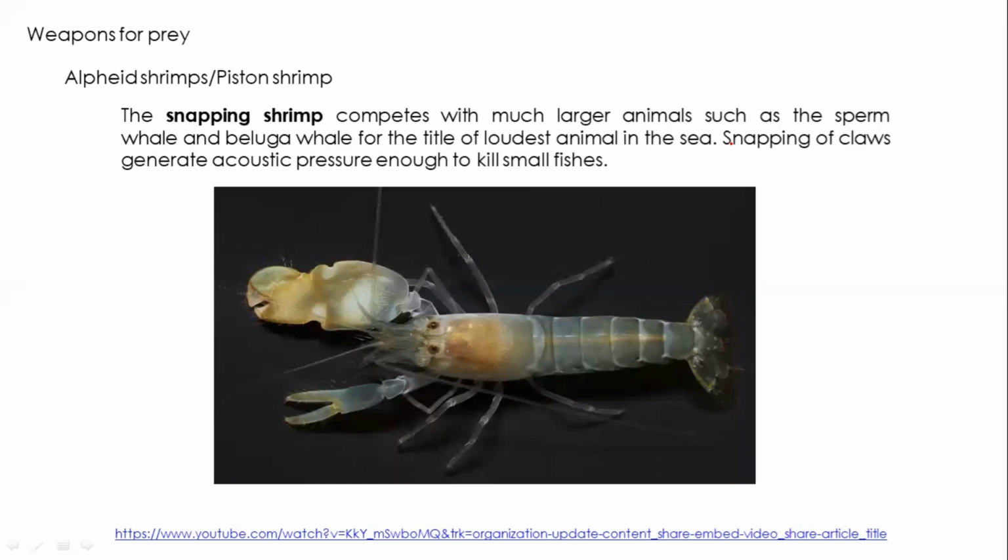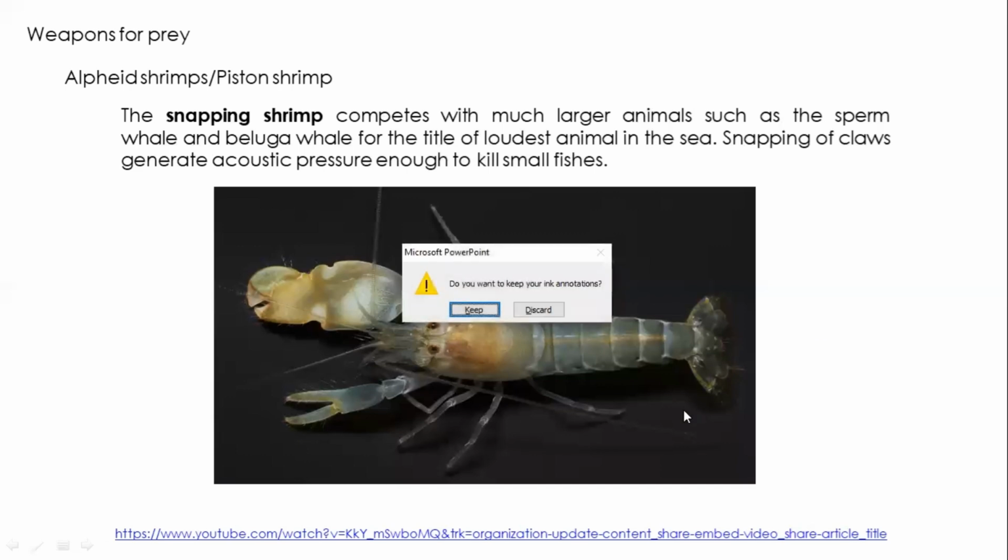Okay, let us stop for a moment. I will show you here how these pistol shrimps are catching the prey in a YouTube video.